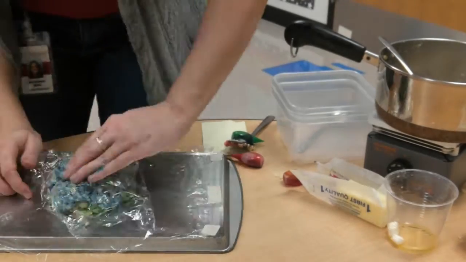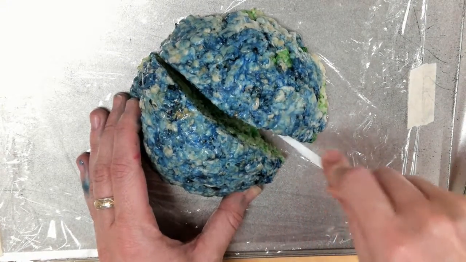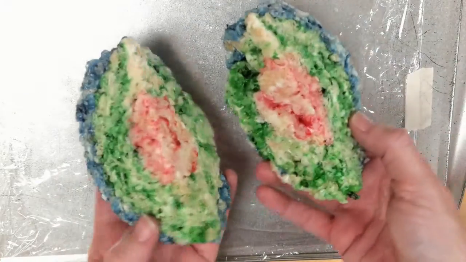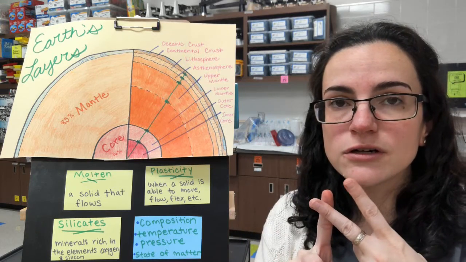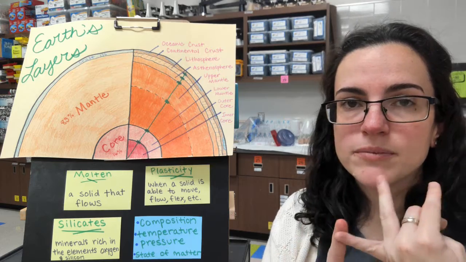But if anything, remember we have three main layers: the outer crust, the inside mantle, and the very core, the core. And those three layers are where they are at as of today because of four different reasons. We have temperature, we have pressure, we have state of matter, and we have composition.